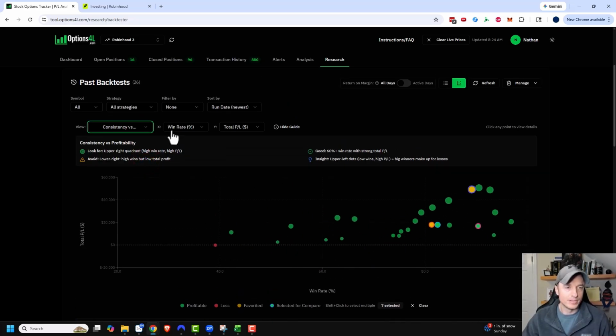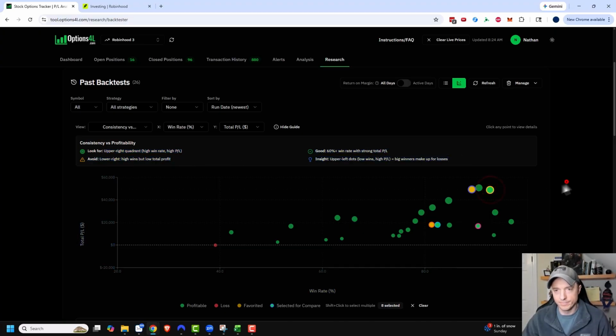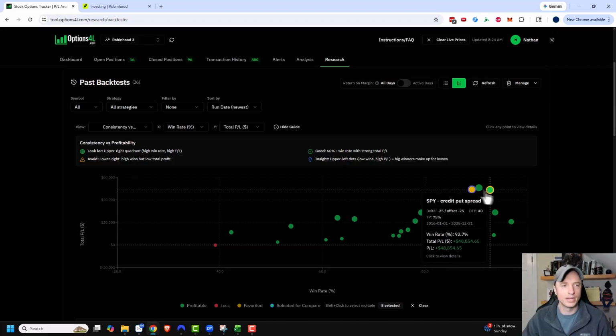Consistency versus profitability, which is win rate versus total P&L. In this instance, we're looking at the upper right quadrant, high win rate, high P&L. So we'll select this one right here just for another back test that we can compare.